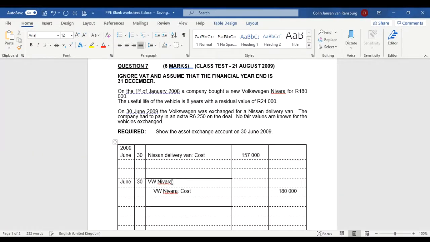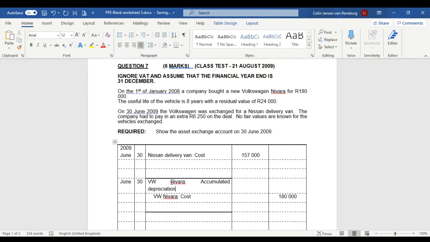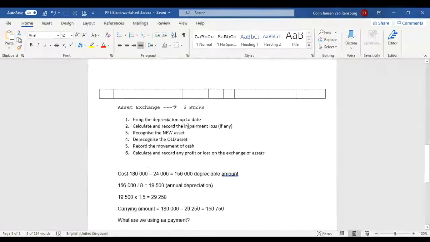What does this account contain? The accumulated depreciation. So you're going to debit the account that contains the credit balance. What is the balance on that account as it stands? Remember, we've depreciated it for the full 2008 year, and we've depreciated it for the first half of the 2009 year. Let's go and have a look at our workings.